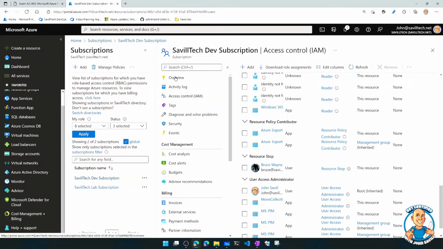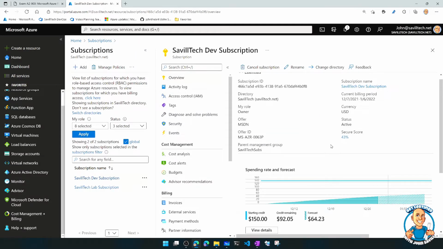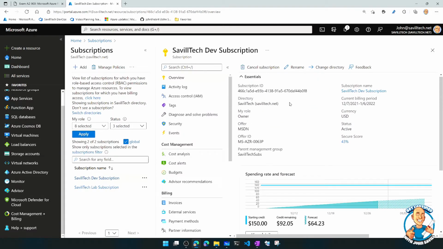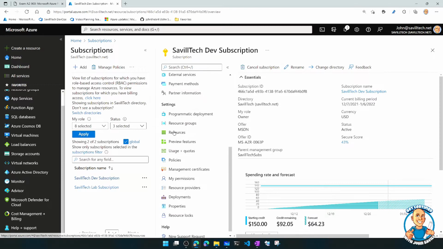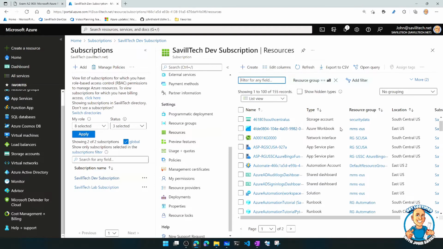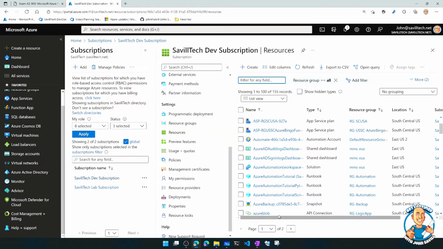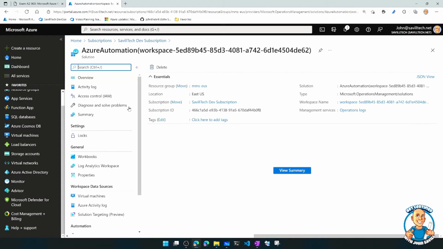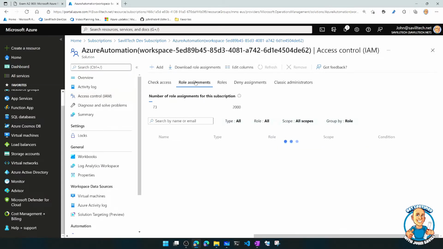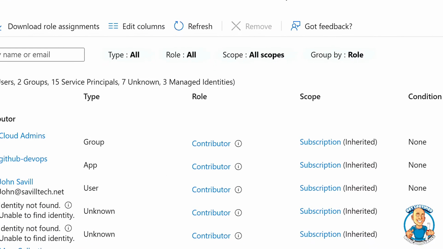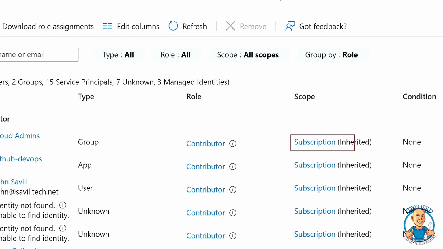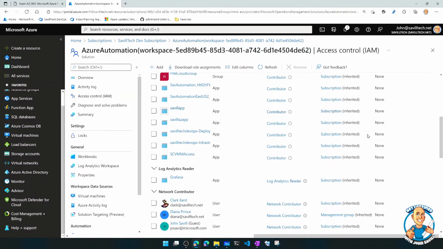If I was to look at something within this particular subscription, so we can see it's got a whole bunch of spending and other things within there. But if we go and look at the resources within this subscription, it really doesn't matter what I pick. I'm gonna pick Azure Automation Solution, sure. And look at the access control and role assignments. You'll notice there's a whole bunch of role assignments. And if you look at the scope, where does it come from? Most were inherited from the subscription. So this shows that whole idea of role assignments are inherited down.